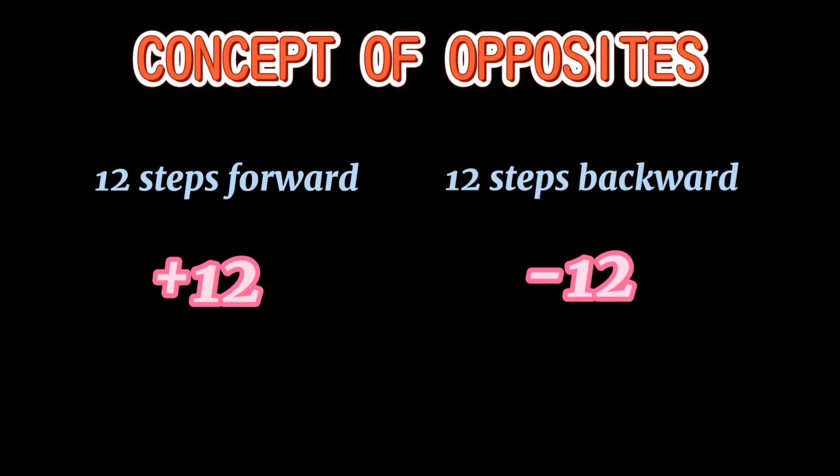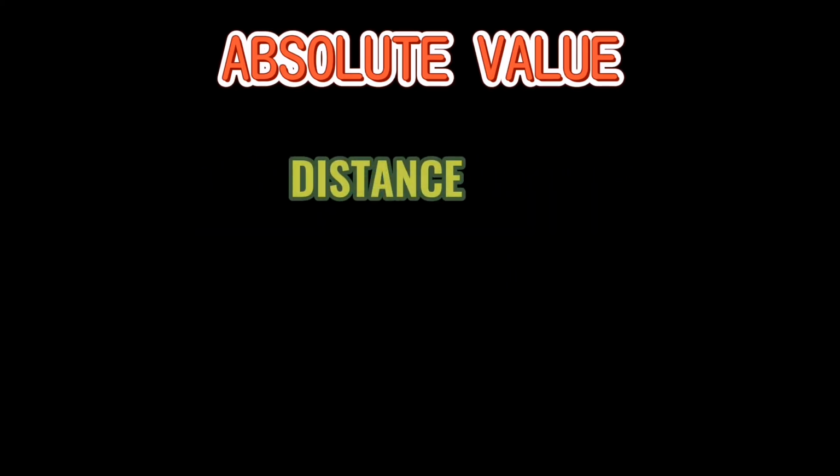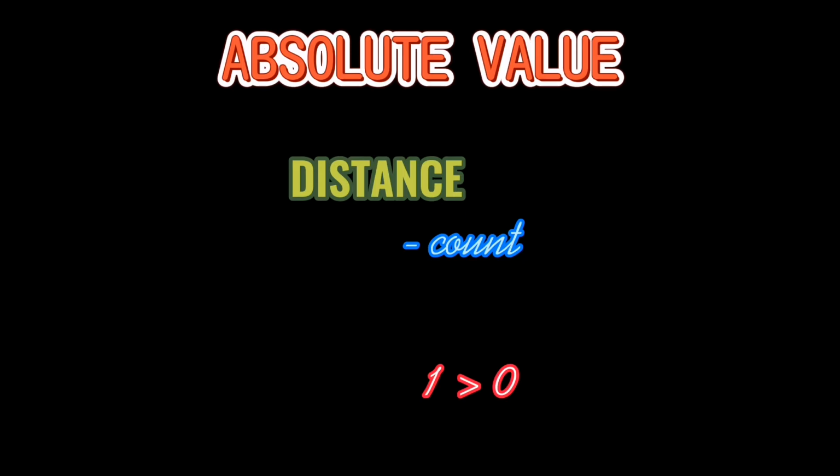Now I'm sure that the concept of opposites is an easy topic, so let us now have absolute value. Our definition of the absolute value of a number is the distance of the number on the number line from 0. Now let me emphasize on the word distance. When we speak of distance, we basically count. Say the distance of my chair from the chalkboard is 15 steps. So you counted 15 steps, and when you count, you start from 1. And 1 is greater than 0, and therefore the distance is always positive.